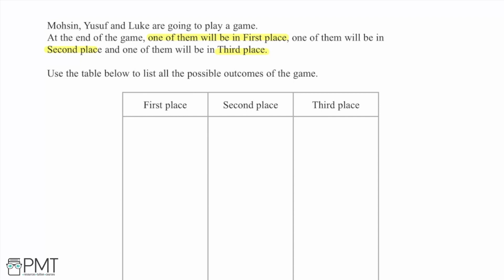So to just make this a bit more simple for myself, I'm going to basically assign them each a letter. So Mohsin is M, Yusuf is Y, and Luke is L. And then I can just fill these into the table so that I don't have to write out the names. So we're basically looking for all of the different ways that these 3 letters can be arranged.